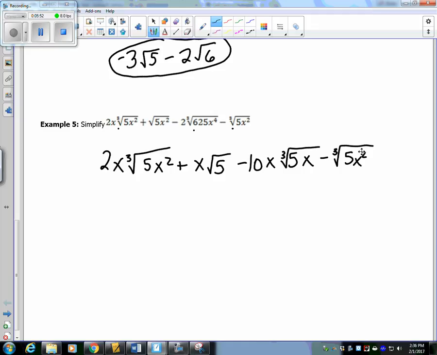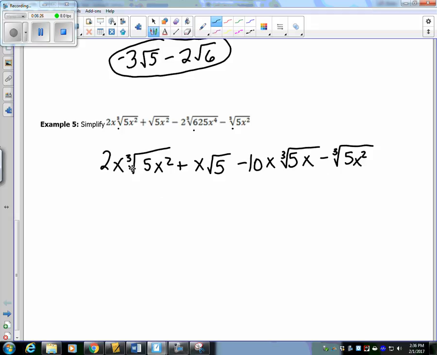And now let's see if we have any like terms. So we have cube root. So this is x cube root of 5x squared. This is x cube root of 5x. Not the same. If this was x squared here, then they would be. You could combine them. Cube root of 5x squared, but this is x cube root of 5x squared. So all the variables have to be the same. So there really are no like terms here at all.